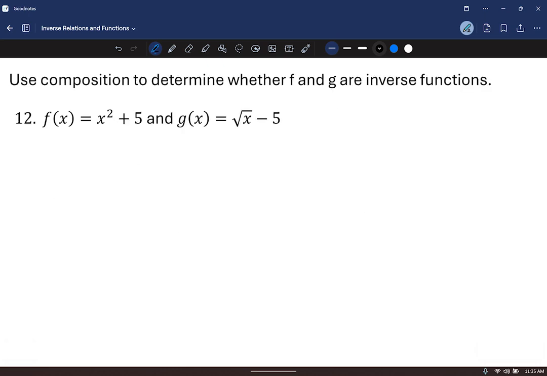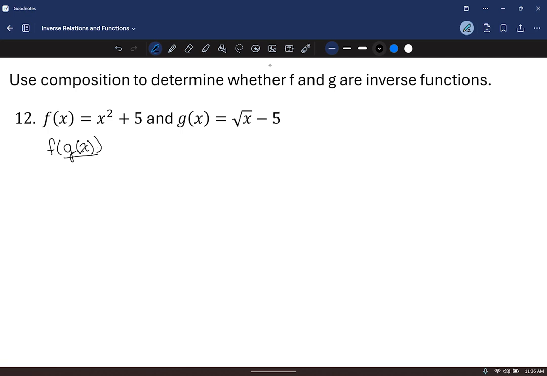All right, we're going to use composition to determine whether f and g are inverse functions. So we're going to do the same thing that we did, only they have already given us one equation and another. They want to know if they are inverses or not. So we're going to do function composition. Now remember, it has to come out to equal x both directions. So if you do it one way and you don't get x, there's no reason to do it the other direction, all right? So we're going to start with f of g of x.